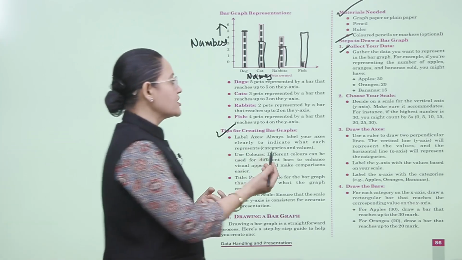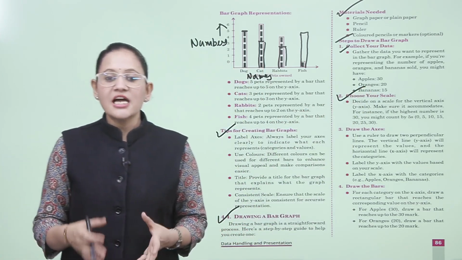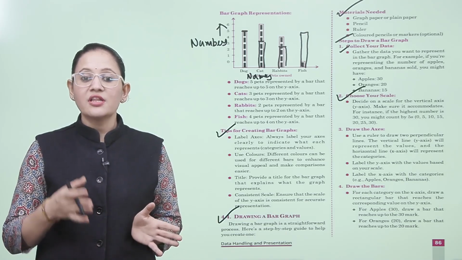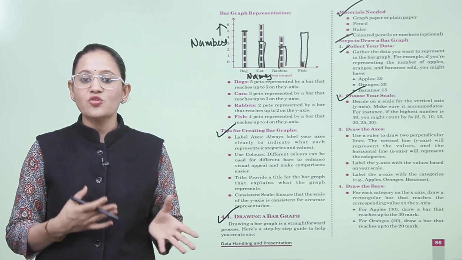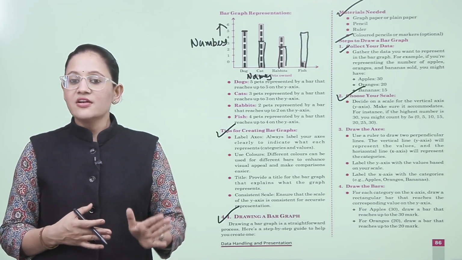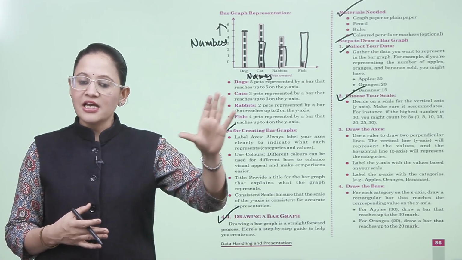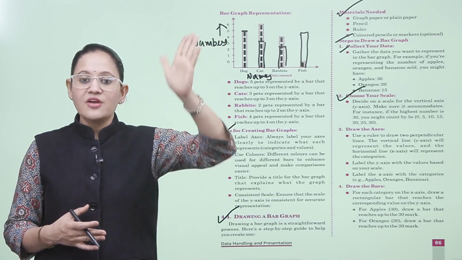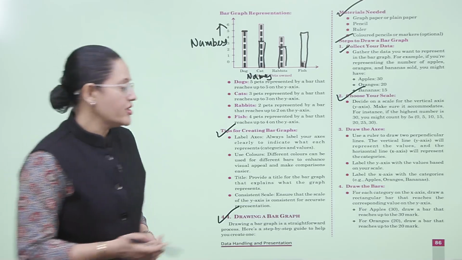Now, you have to choose a suitable scale. Decide the scale for the vertical axis, that is y-axis. Make sure it accommodates, for instance, the highest number, which is 50. You might count in steps of 5. You take the scale with a gap of 5, like 0, 5, 10, the difference is 5, 15, 20, 25, 30. Clear?